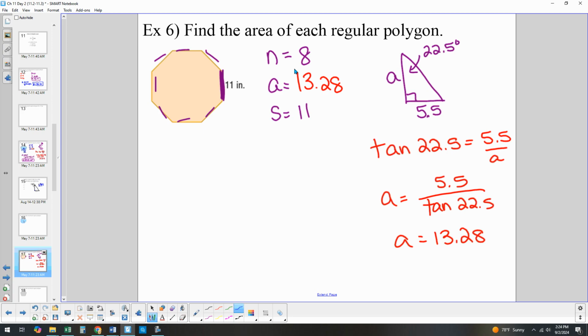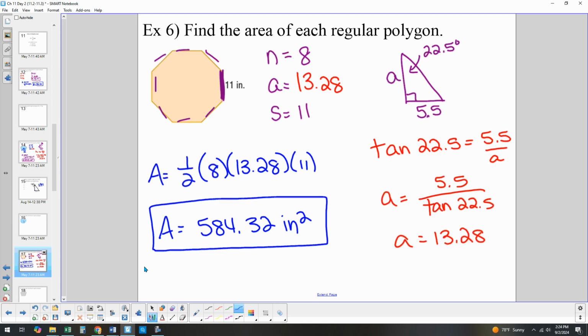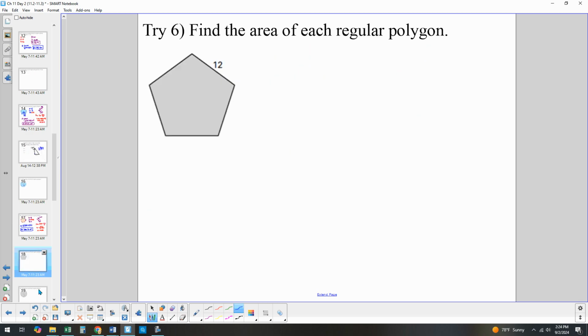So now I have enough to find my area, right? 1/2 times 8 times 13.28 times 11. And we get an area of 584.32. We have units this time, inches squared. So there's one here for you to try. Pause. Answers are posted online.